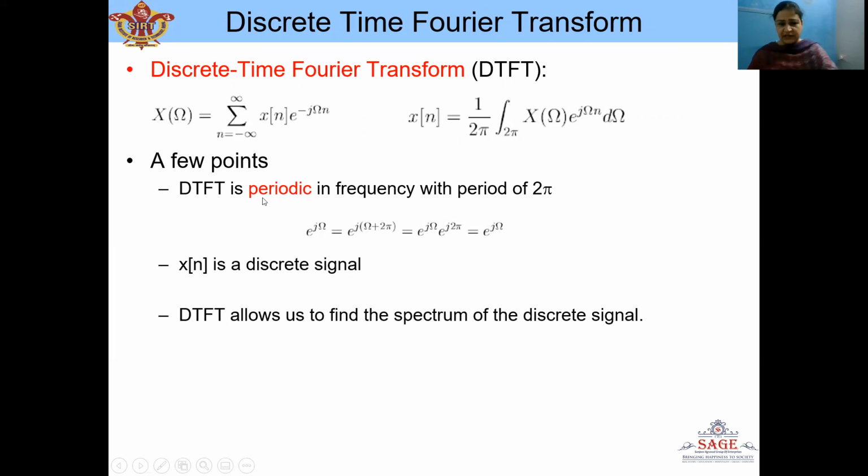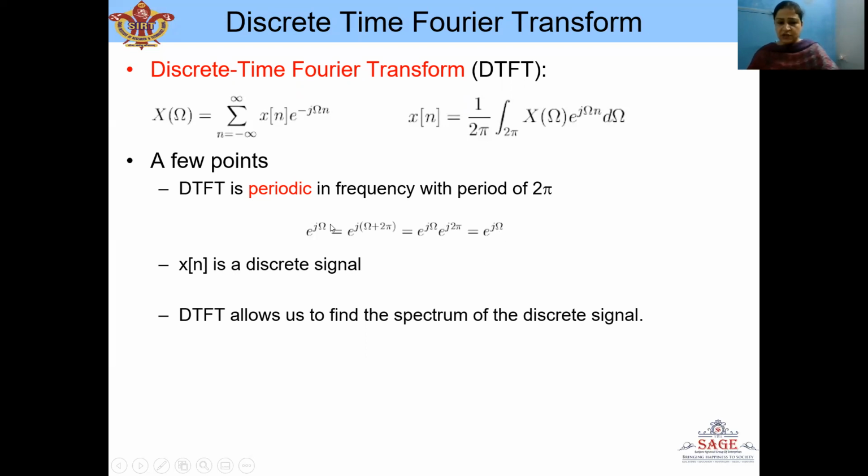There are a few characteristics of the DTFT which I will discuss here. The first important characteristic is that DTFT is periodic in frequency with a period of 2 pi. Because here we can see that e to the power j Omega, when given as e to the power j(Omega plus 2 pi), will be represented as e to the power j Omega into e to the power j 2 pi. Now we all know that e to the power j 2 pi is given as cos 2 pi plus j sin 2 pi, which gives the value 1. So it will be given as e to the power j Omega.